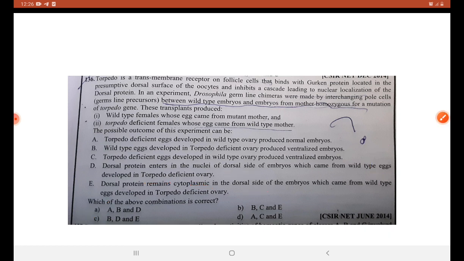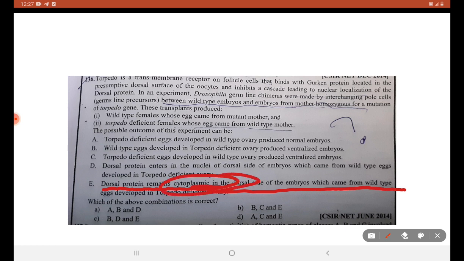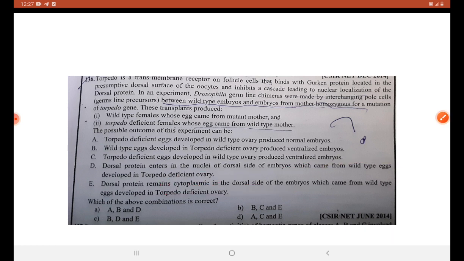This statement is not fully correct, because dorsal protein will not remain in the cytoplasm. It will enter into the nucleus, no? So E can't be correct. A is the right answer.